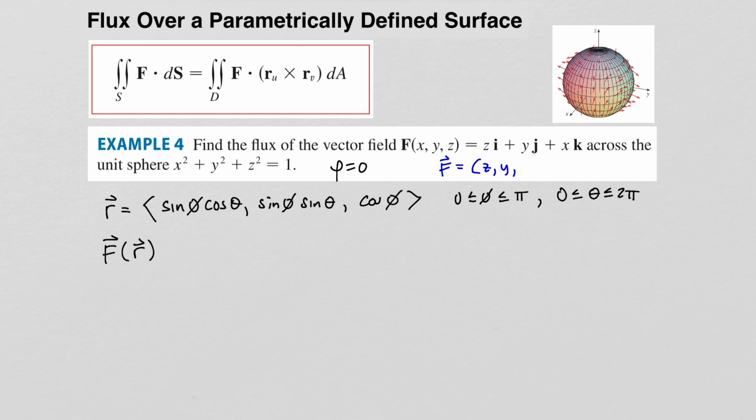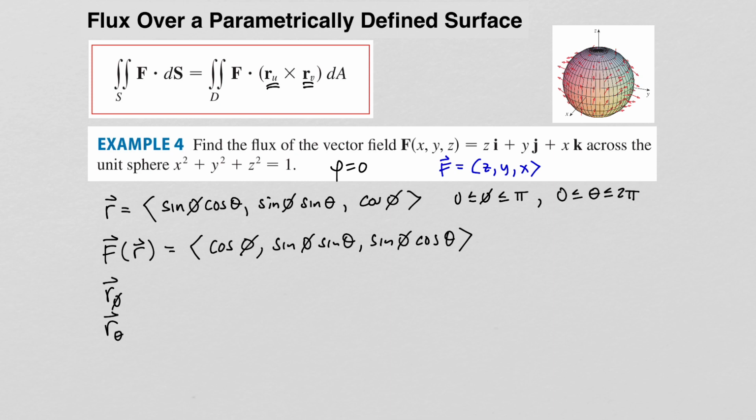Oops, I said x and I wrote a z. There we go. All right, so F of r is going to be z, which is cosine of phi, y, which is sine of phi sine of theta, and x, which is sine of phi cosine of theta. So we have our F. Now we just need to get r_u and r_v and then take the cross product. Of course, that's going to be r_phi and r_theta. We found these earlier. Let's go ahead and write that down.